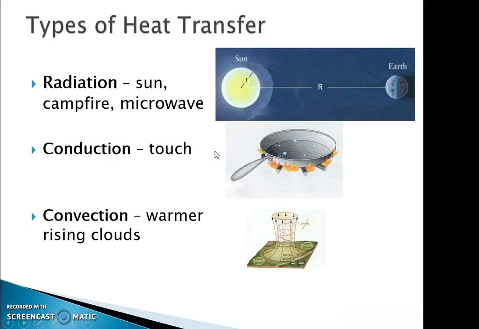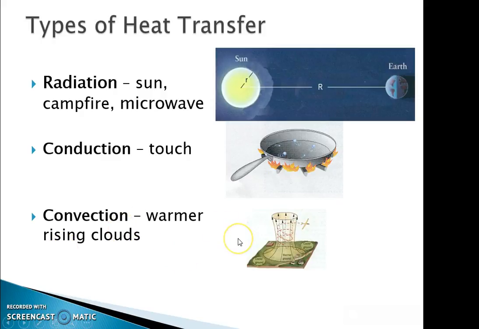Types of heat transfer, you've done this before, guys. Radiation is heat transferring through space. So the sun, that's radiation. If you're a few feet away from a fire, but you can feel that heat, that's radiation, okay? Conduction is heat transfer through touch. So when your pan is on the stove and it's touching the heat element and it's getting hot that way, that's conduction. If you put your hand on a hot stove and you burn yourself, that's conduction.